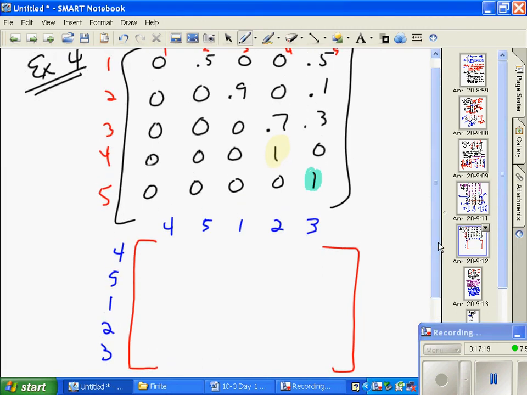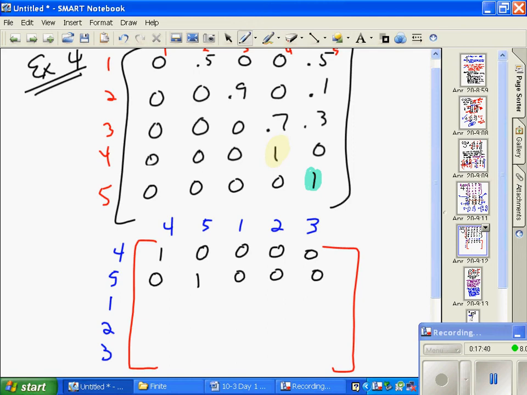Continuing on here, if I put in my 4, 4, that's a 1. So I'm looking at row 4. 4, 4 is 1, everything else is zeros. When I go to row 5, 5, 5 is a 1, so I'm going to put a 1 there. At 5, 5, everything else is zeros. Then I go to row 1.